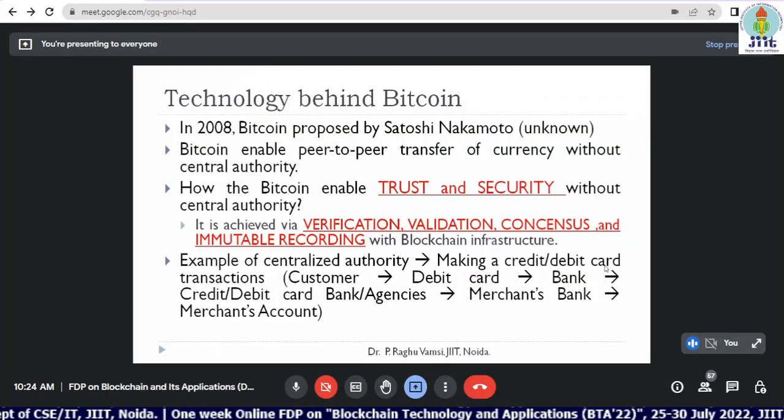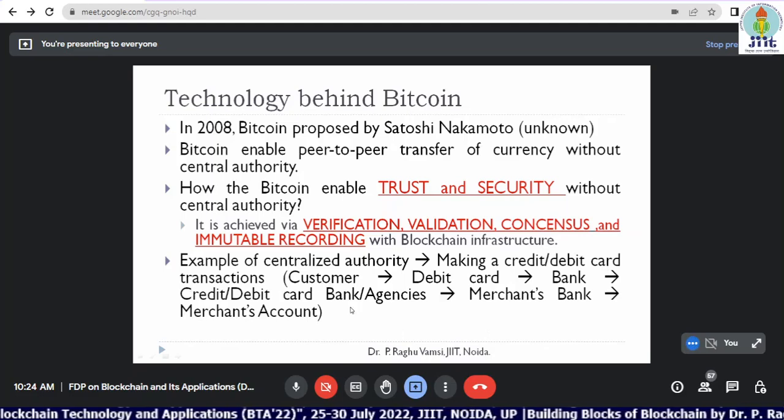So just now I discussed a centralized authority like a bank. You may make a credit card or debit card transaction. The customer's debit card transaction will be sent to the bank, and the bank will verify that particular credit card account or debit card number, or maybe it is received by some agencies like Mastercard or Visa or RuPay. Then it will be sent to the merchant's bank, then the merchant's account. This is the flow of a transaction from one place to another whenever you go for internet banking.